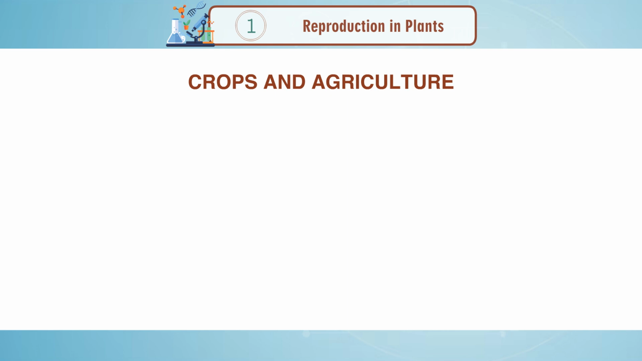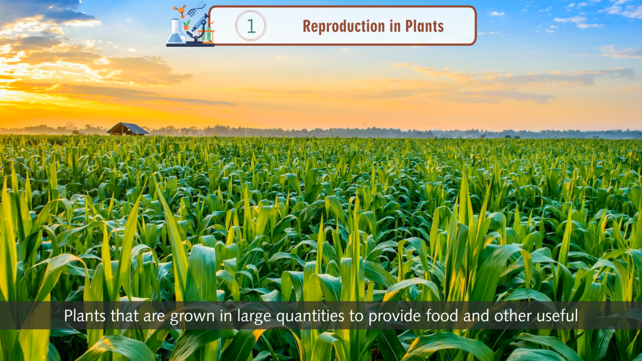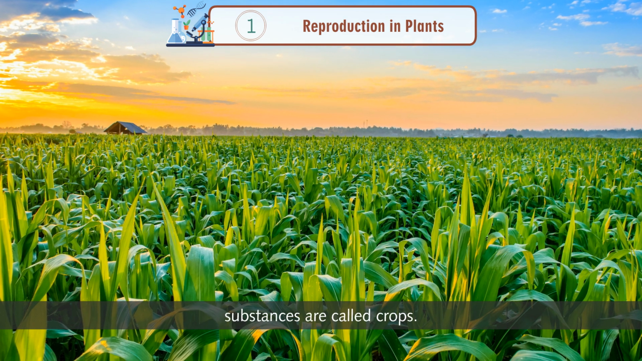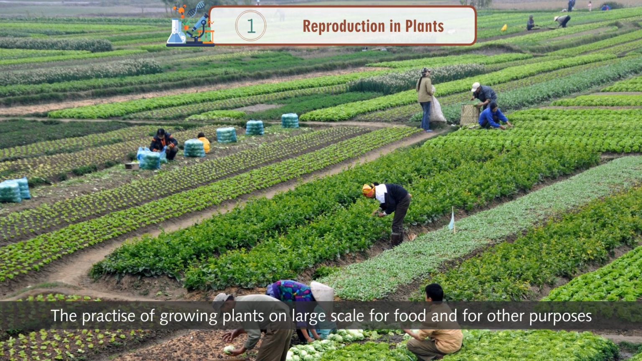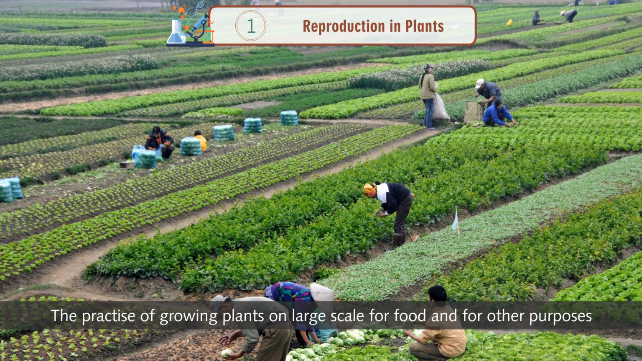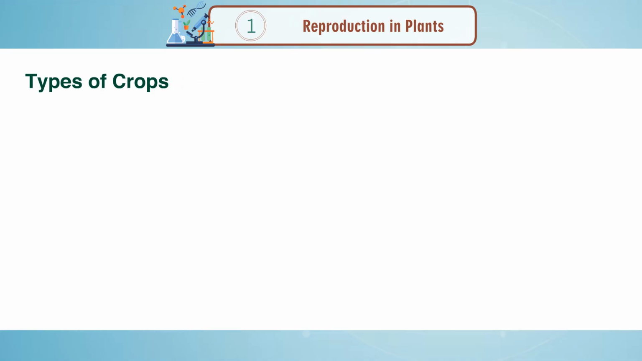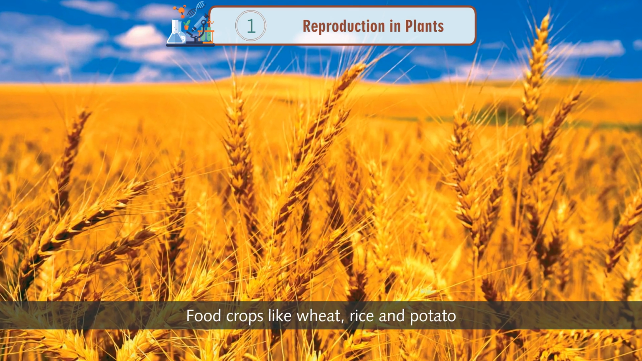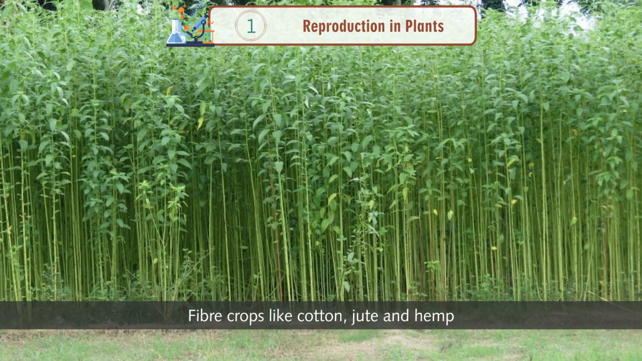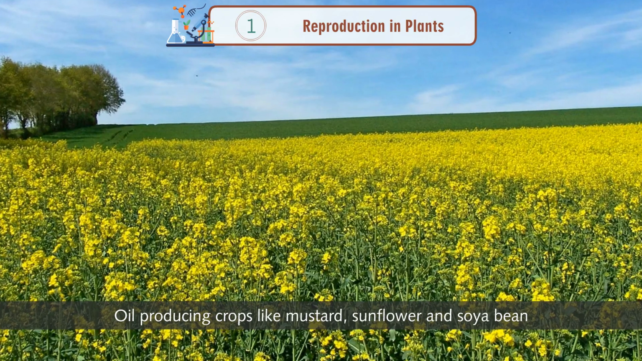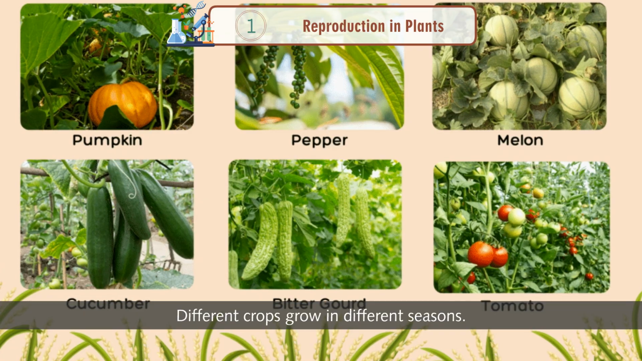Crops and agriculture. Plants that are grown in large quantities to provide food and other useful substances are called crops. The practice of growing plants on large scale for food and for other purposes is called agriculture. Types of crops. Food crops like wheat, rice and potato. Fiber crops like cotton, jute and hemp. Oil-producing crops like mustard, sunflower and soya bean.